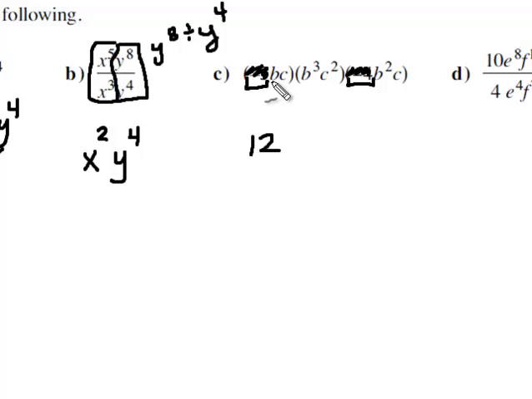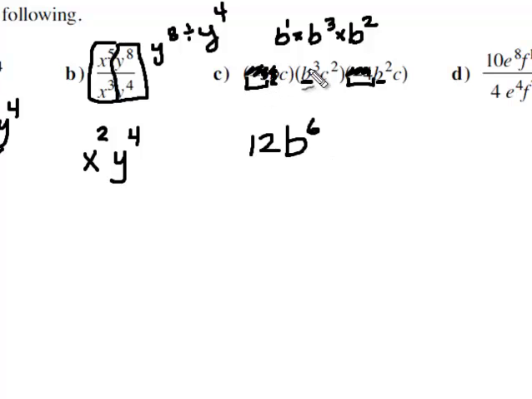And the next one, I've got b, so I've got b to the 1st, b cubed, and b squared. So b times b cubed times b squared. Remember, if there's no exponent written, they mean 1. Don't forget that, otherwise you'll be 1 short in your exponent. So I'll write the b down, and I'll just add up the exponents. 1 and 3 is 4, plus 2 more is 6.